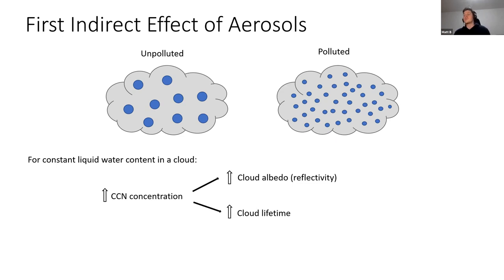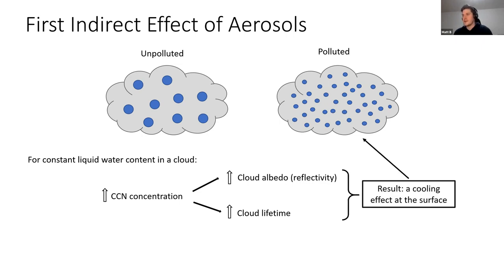And then you increase the lifetime of the cloud. It's because clouds form rain, and rain droplets are very, very large droplets that fall from the cloud. If you have smaller droplets inside the cloud, they're less likely to grow to sizes where they will fall as rain. And both of these effects result in cooling at the surface. So if you have two clouds and one is more polluted, the more polluted cloud will have a stronger cooling effect on the surface.